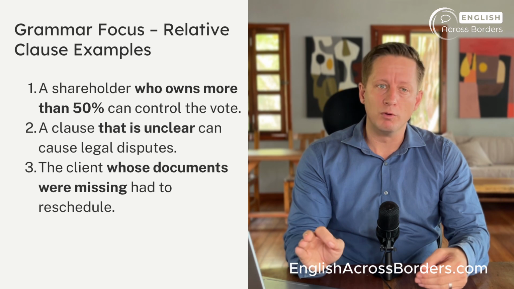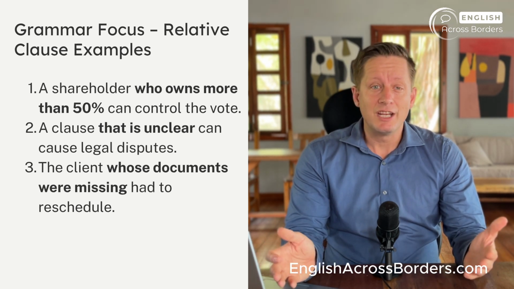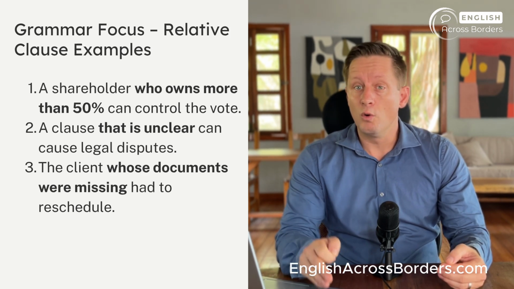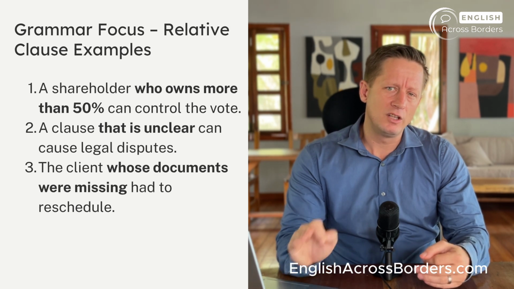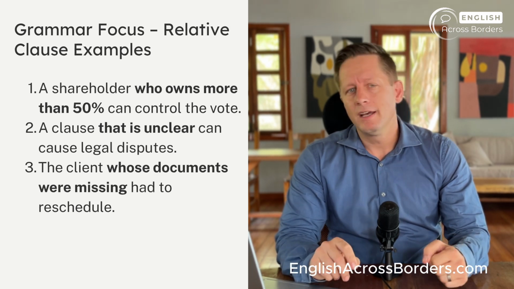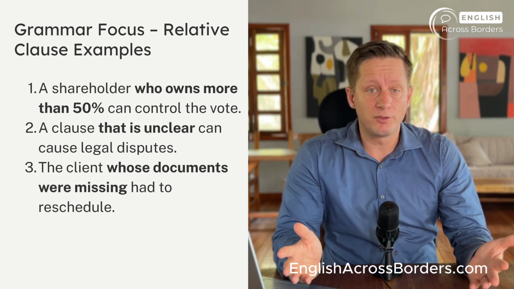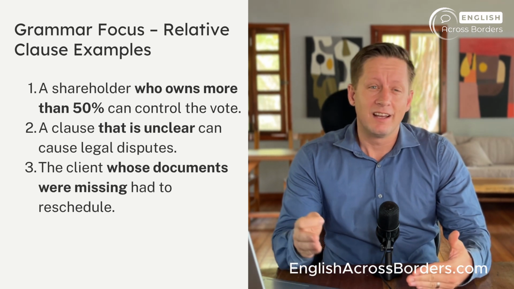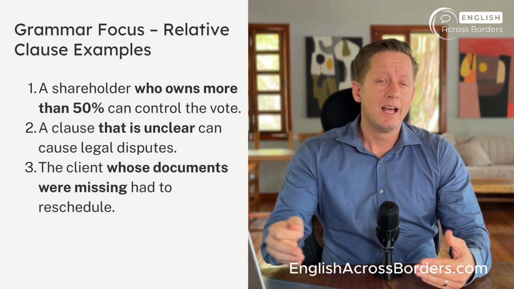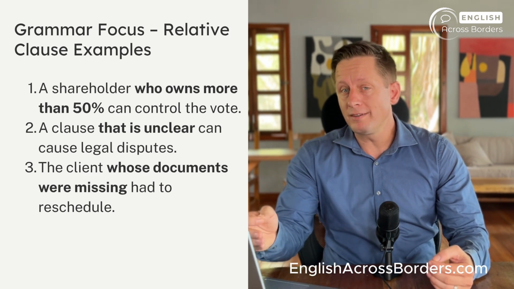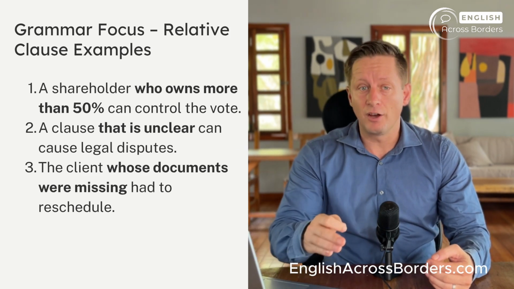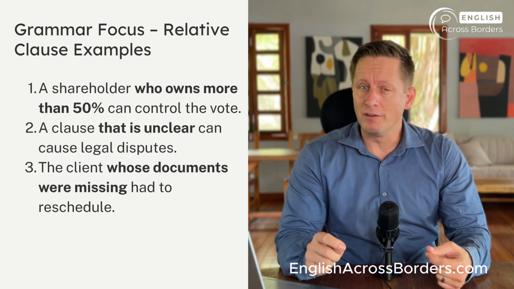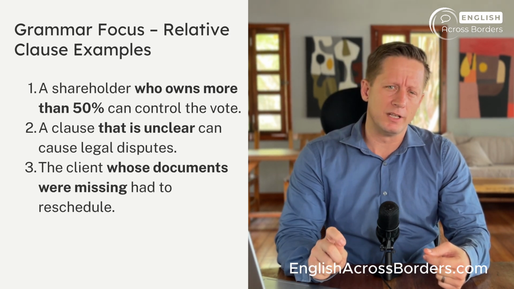Here are some examples of relative clauses in English. A shareholder who owns more than 50% can control the vote. The clause who owns more than 50% tells us exactly which shareholder we mean. And a clause that is unclear can cause legal disputes. The phrase that is unclear describes the kind of clause. And then, the client whose documents were missing had to reschedule. Whose documents were missing: whose shows possession. It tells us whose documents they are. Using relative clauses like these helps you give clear, precise legal explanations.